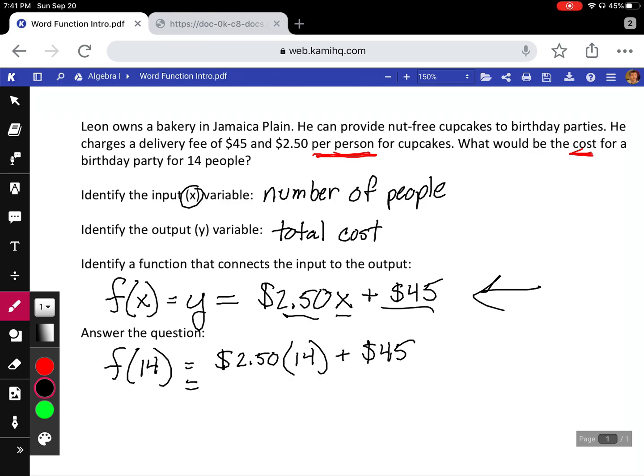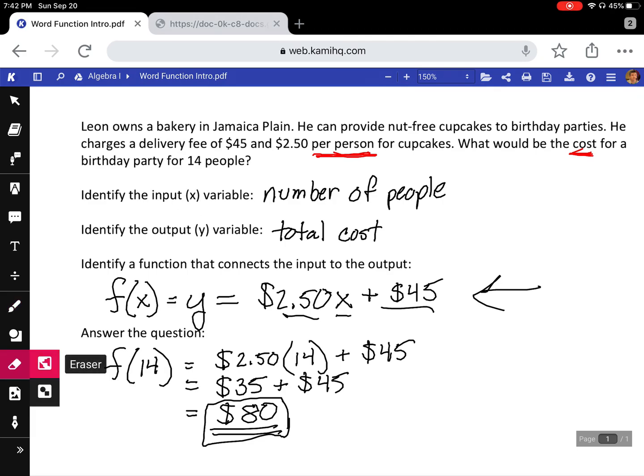$2.50 times 14 equals $35, plus the delivery fee of $45. And then that means the total cost for cupcakes at our very fancy birthday party will be $80. Get in the habit of circling your final answer. And there we go. So that's the entire thought process spelled out for using a function to solve a word problem involving money.